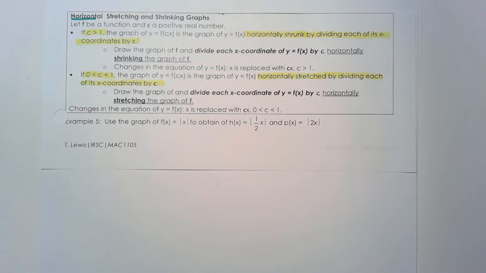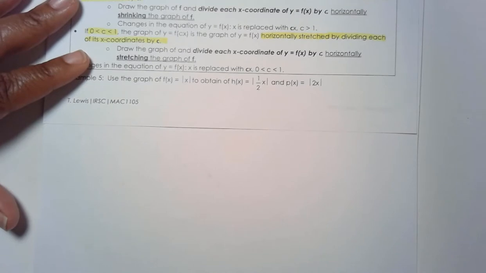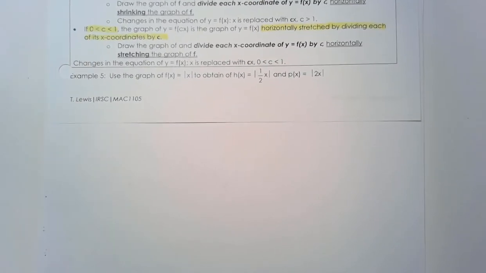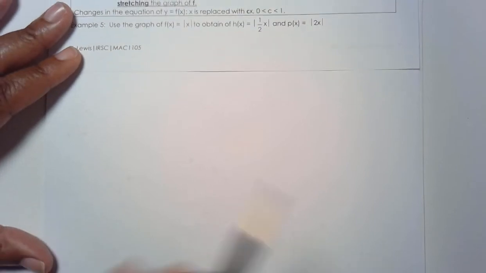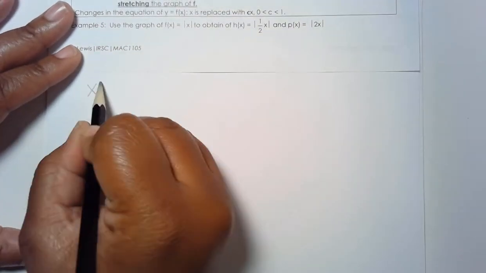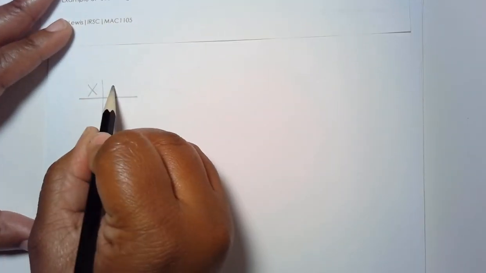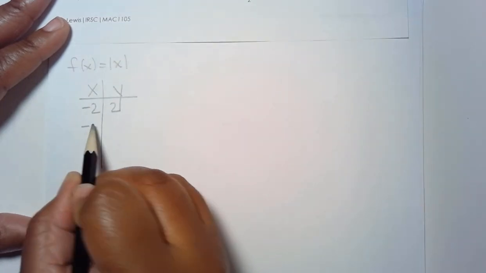Okay, so don't forget our original graph, and then we will plot. In our original graph, this was our f of x is equal to the absolute value of x. So these were our points.